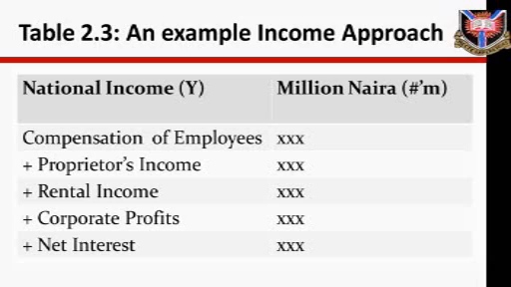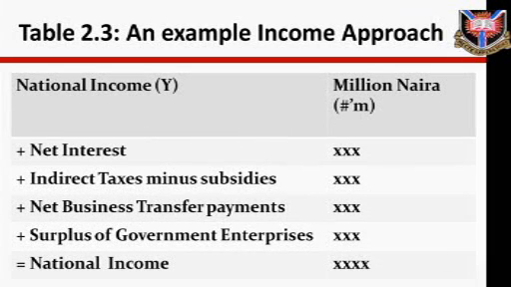2. Proprietor's income. This is the income of unincorporated businesses. 3. Rental income is the income received by property owners, such as houses, in the form of rent. 4. Corporate profit. This is the income of corporations. 5. Net interest is the interest paid by businesses. Note that interest paid by households and the government is not counted in GDP because it is not assumed to flow from the production of goods and services.